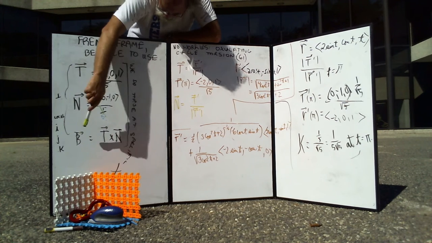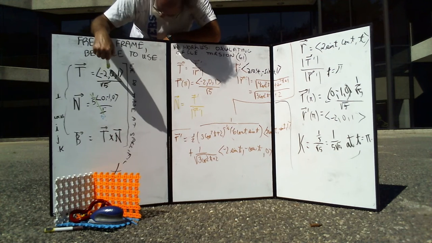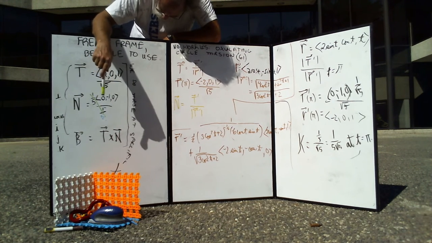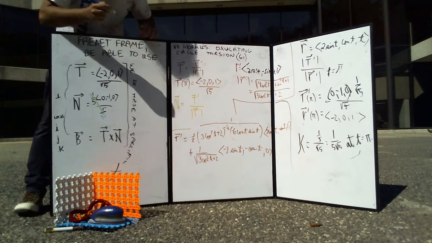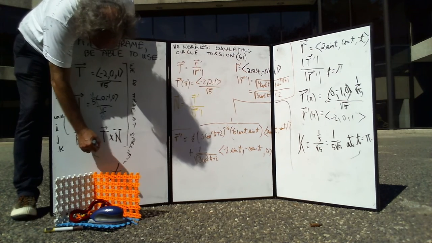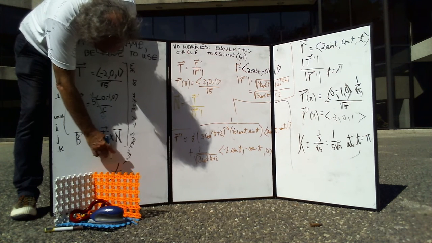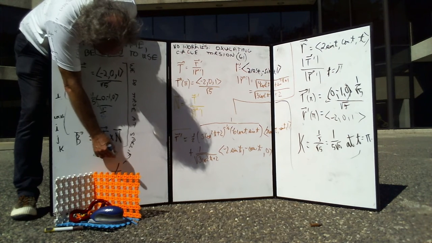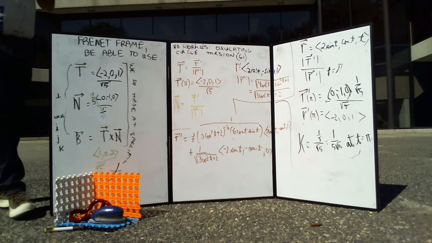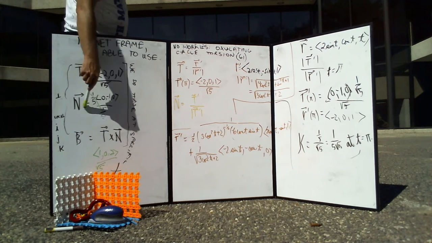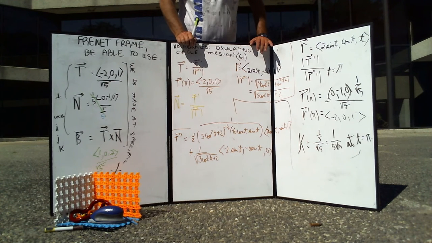Next up is big B, and big B is T cross N. That's an easy cross to do. It's this guy crossed with this guy. So where's my big B? I had him up here. I must have erased him. Big B turns out to be (1, 0, 2) divided by square root of 5. And you can see big B dotted with the other two vectors gives 0. So they're mutually orthogonal and they're all of length 1.